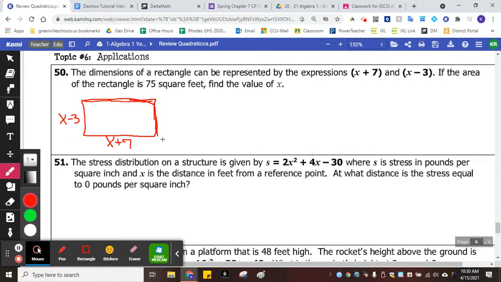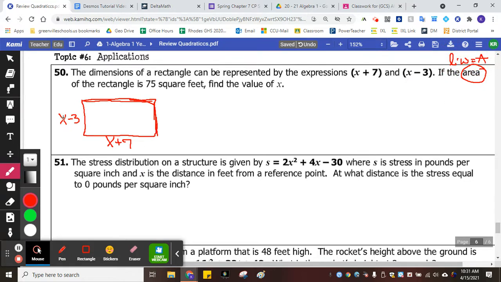Our EOC review today is quadratic applications. The first one we're doing is the dimensions of a rectangle. If your area is 75 square feet, start by drawing your shape. And then how do you find area of a rectangle? Multiply the outside. So length times width equals your area.